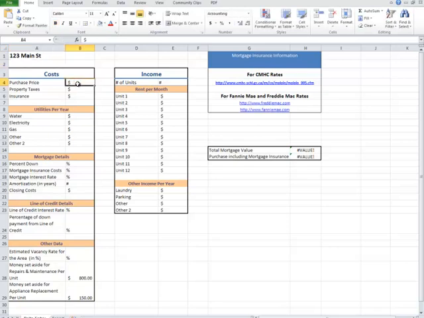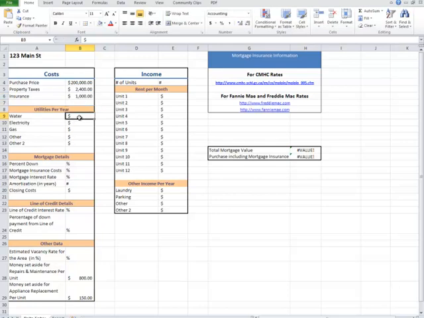So now we'll get into the meat of it, the costs. How much is this property asked? What's the asking price for it? Let's say the asking price for my property is $200,000. I just type in the price. What are my estimated property taxes that I'm going to be paying on this unit? Let's say it's $2,400. And insurance. You're going to need insurance on your building. So how much is insurance going to cost you per year? Let's say $1,000.